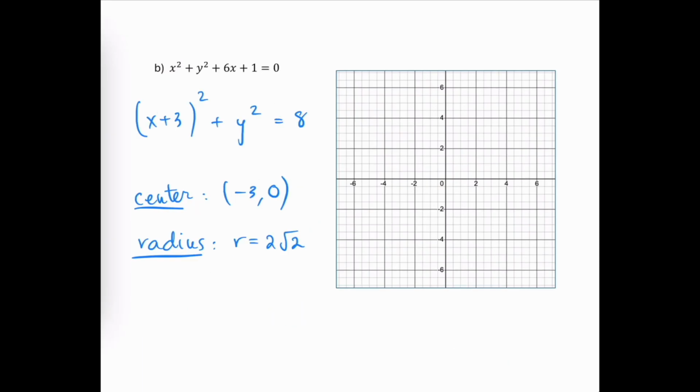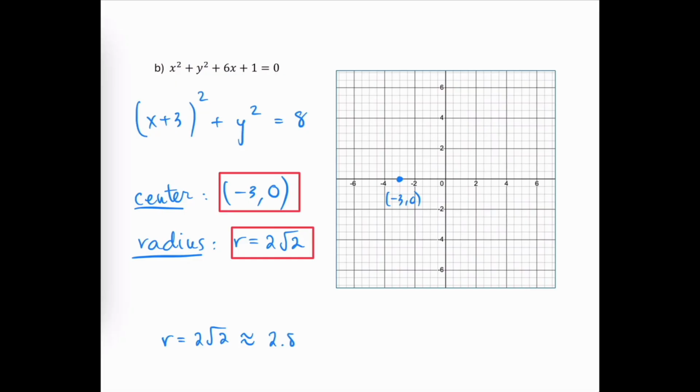So now to graph the circle, we'll begin by plotting the center, which is located at negative 3, 0. And we have an unusual radius. It's 2 rad 2s, which is approximately equal to 2.8. And while we are not interested in an approximate value, we do need to know that it's a little bit less than 3 units away from the center.